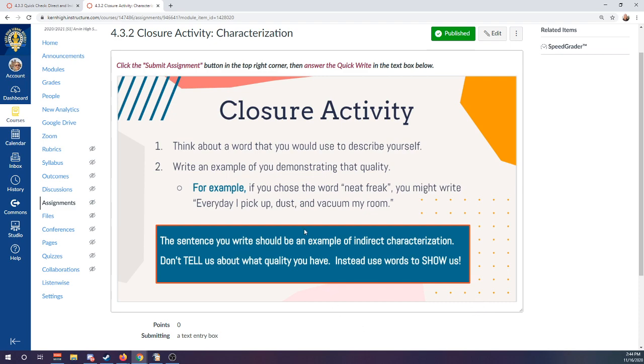Here's another example right here. If you choose the word neat freak, you might write, every day I pick up, dust, and vacuum my room. Because through your actions, your character is developed, and it is shown to be someone who likes to keep things nice and neat. This will open up a text box at the bottom of the page, and in that text box, I'm just looking for one sentence. Do not tell me who you are. Show me who you are. That's what I want you to do here.